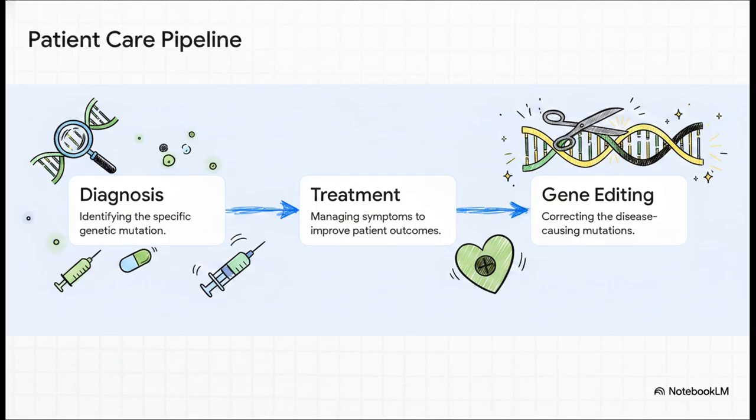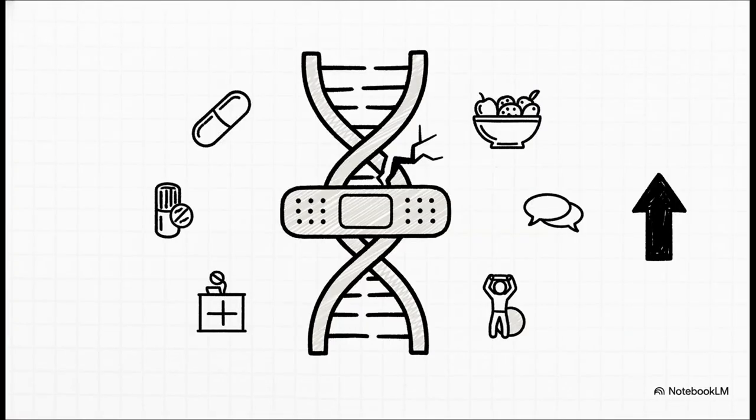Step 1 is early diagnosis, identifying the exact genetic mutation. Step 2 is treatment management, using specific therapies to improve the patient's immediate health and outcomes. And step 3? That's the cutting-edge frontier, genome editing, where we actually try to go in and correct the DNA itself. Let's look a bit closer at step 2.